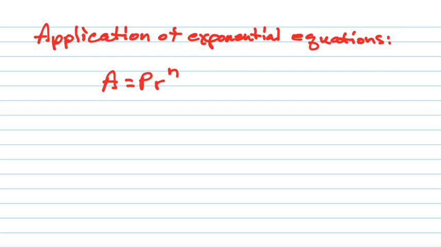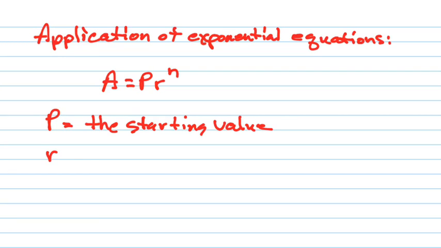If it shows up again, it's not on your formulas page. You're just going to have to memorize it. So this is one of those things you just need to memorize. P equals the starting value. It's called P because P stands for the principal amount that you start with. R is the rate of change.